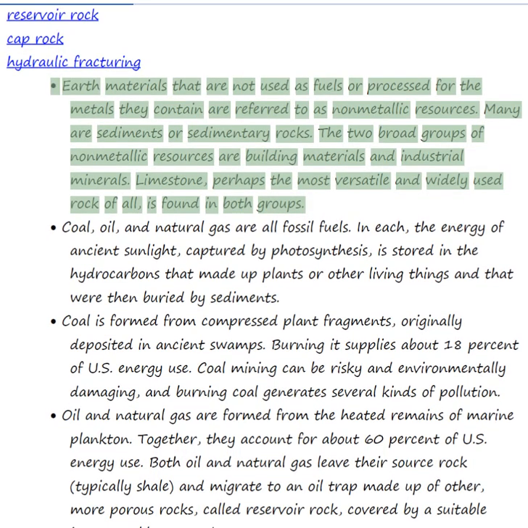Earth materials that are not used as fuels or processed for the metals they contain are referred to as non-metallic resources. Many are sediments or sedimentary rocks. The two broad groups of non-metallic resources are building materials and industrial minerals. Limestone, perhaps the most versatile and widely used rock of all, is found in both groups.